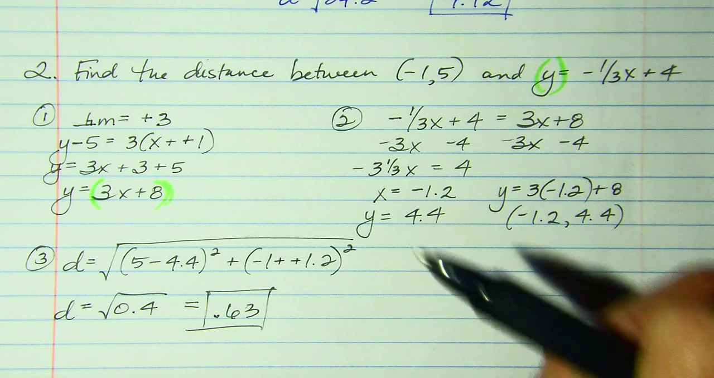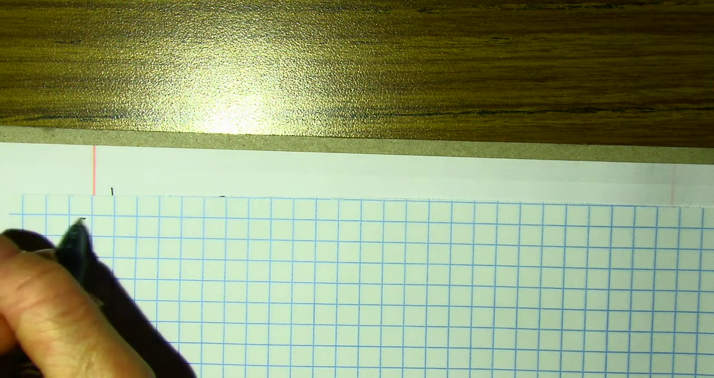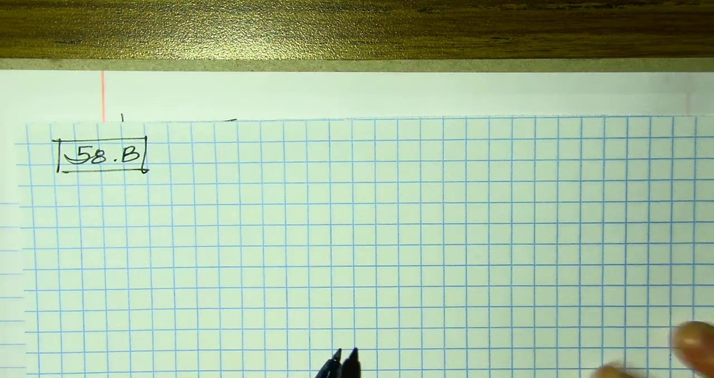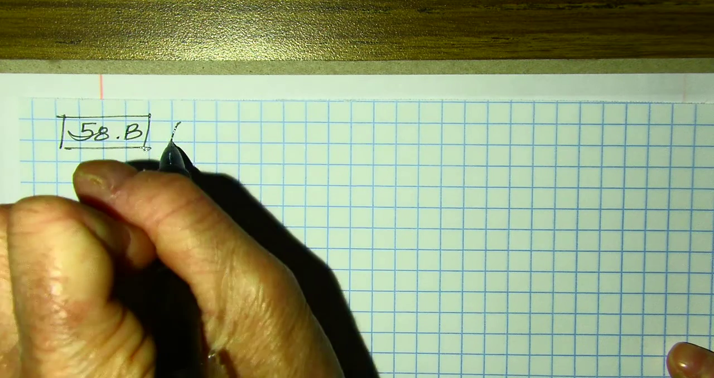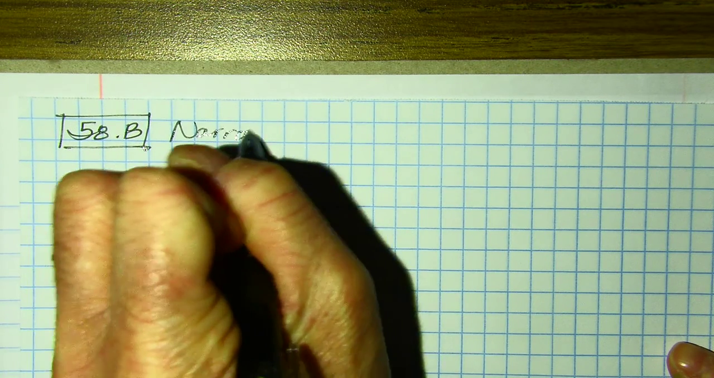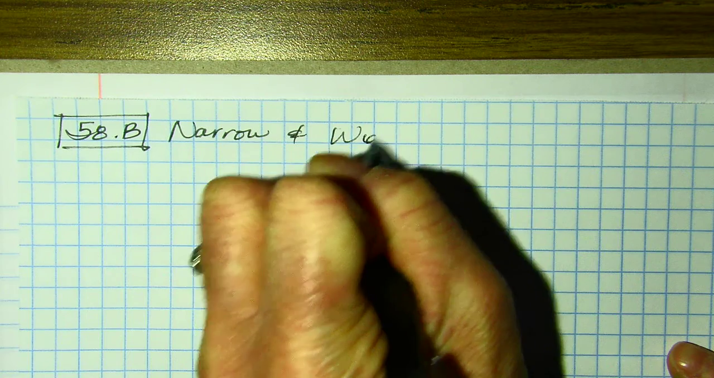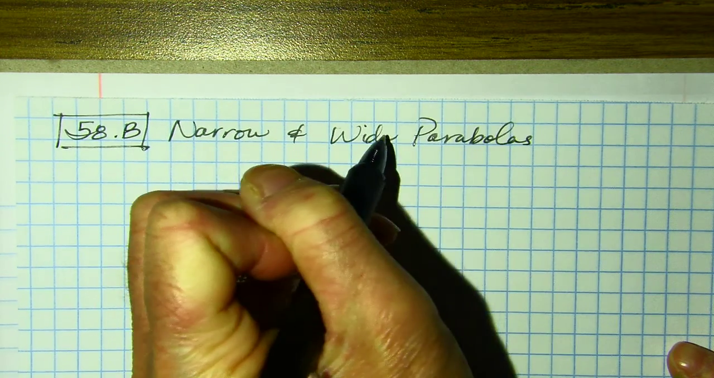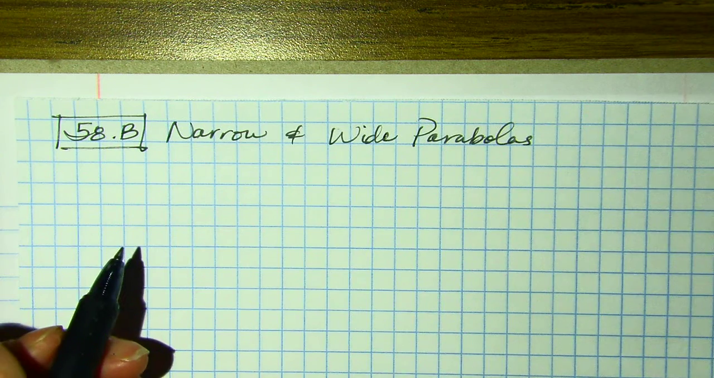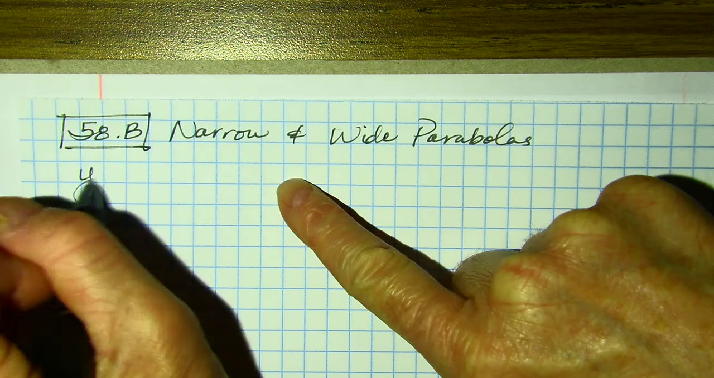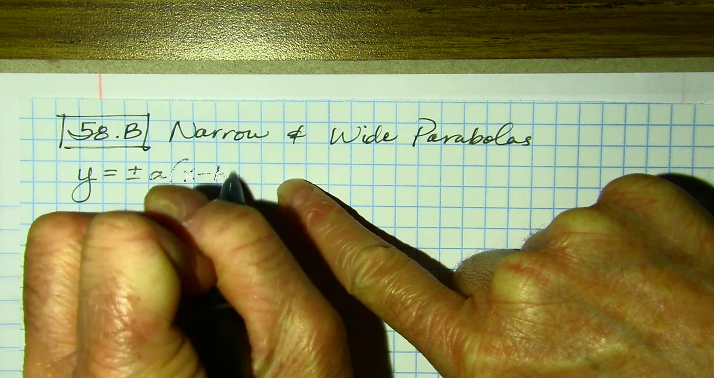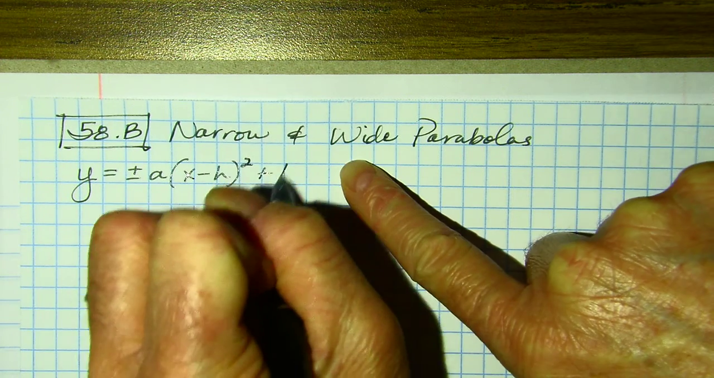Now moving on to 58.b. And we are back on graphing. And this section here covers narrow and wide parabolas. So let's go over the vertex form. Y equals plus or minus a times x minus h squared plus k.